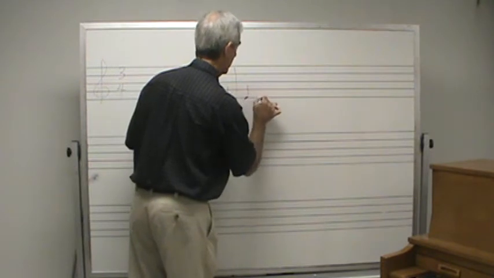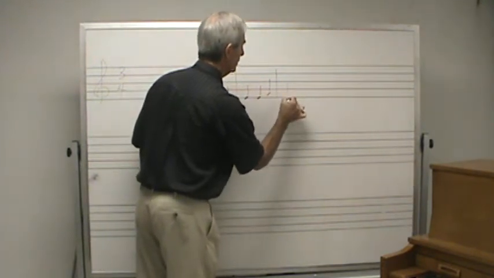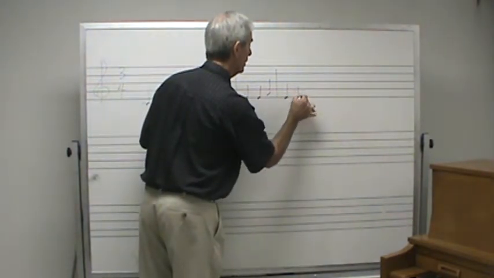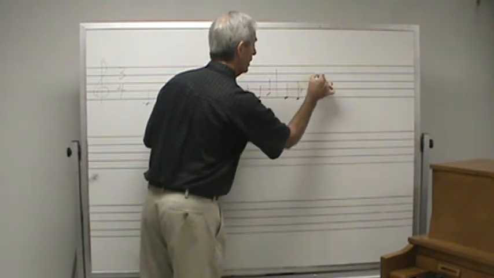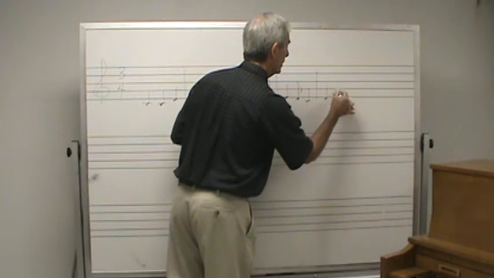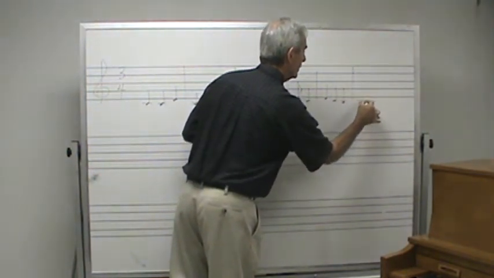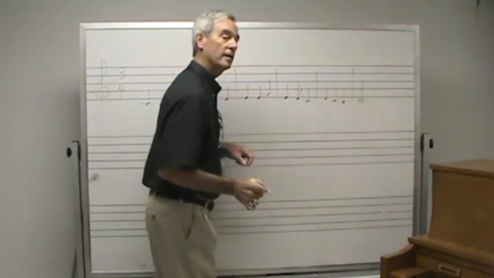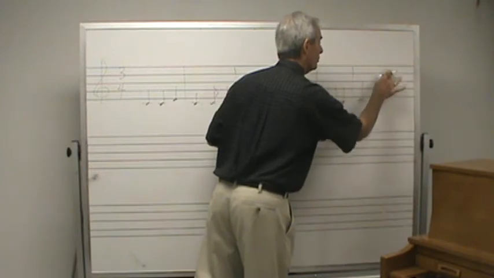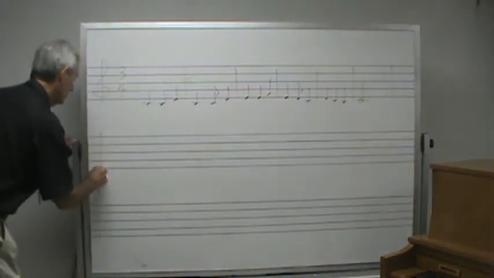Sweet land of another dotted quarter note, liberty, and then of thee I sing, and the sing is going to be a dotted half note. All 3 beats of that measure. Then we go back to the last phrase.